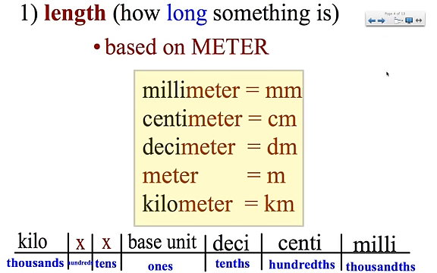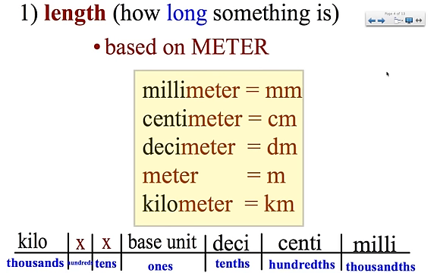So again, we've got 3 ways to measure: length, capacity, and mass. Length is how long something is, and this is based on the unit measure, the meter. Think of the meter as the ones place. Again, the metric system is also based on place values. We have the millimeter, abbreviated mm, at the thousandths, so it's to the right of the decimal 3 places. The centimeter is the hundredths place. The decimeter is the tenths place. Then we have the meter, which is in the ones. And then we have the kilometer, which is in the thousands.